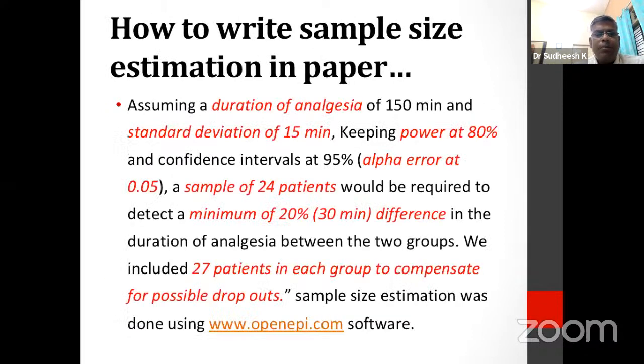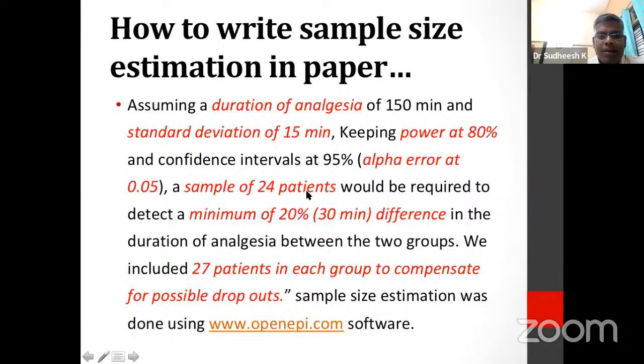So the better way to write it is, assuming a duration of analysis of 150 minutes and standard deviation of 15 minutes, keeping power at 80% and confidence interval at 90%, where you are mentioning the primary outcome measure and what values you consider for the calculation of sample size, what power you consider, and what effect size you consider. A minimum of 20% difference. So that is the effect size you consider.